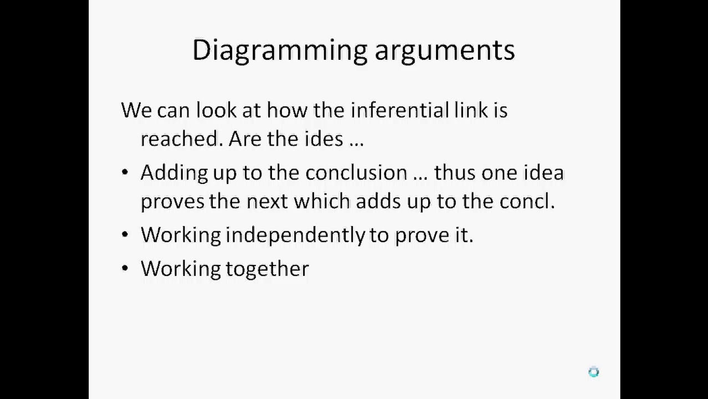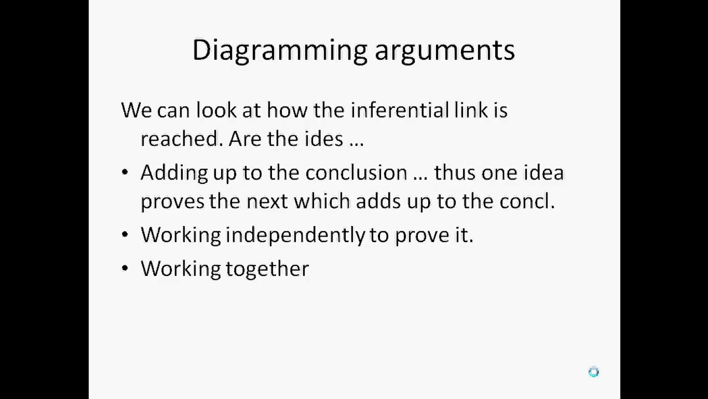Essentially what the mapping does is it allows us to look at how the inferential link works, how it reaches the conclusion. The idea is, are the points of the argument, the premises, just one after another? This adds to this, which adds to this, which adds to this, in an adding up effect? Or are they each independently just more evidence to try to prove it, or are they working together in some way? So that's all a map is trying to do.